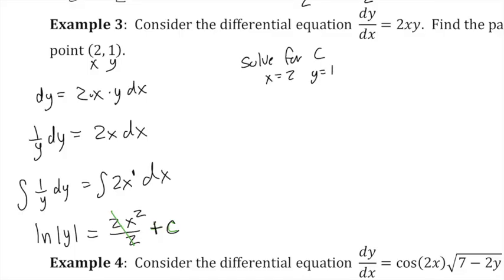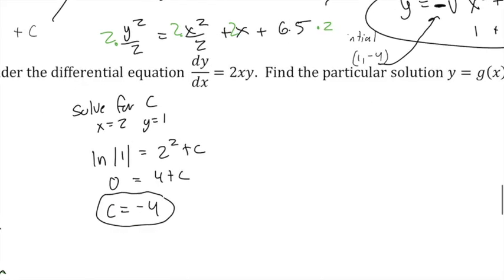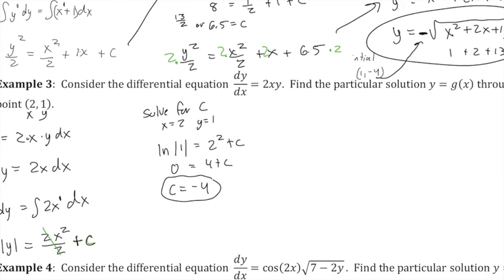Our next step is to solve for c. So we're going to plug in 2 and 1 for x and y. So log of 1 is 0 equals 4 plus c. So we know that our c is equal to -4. Okay, now we need to sub everything back in. And we need to solve for y.